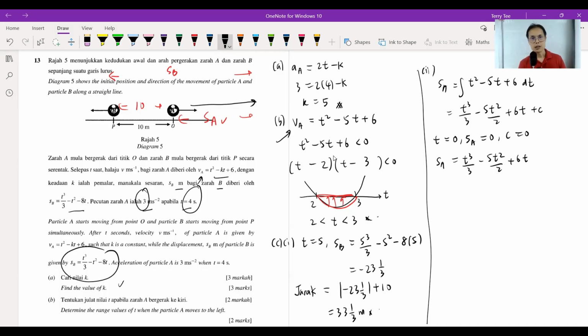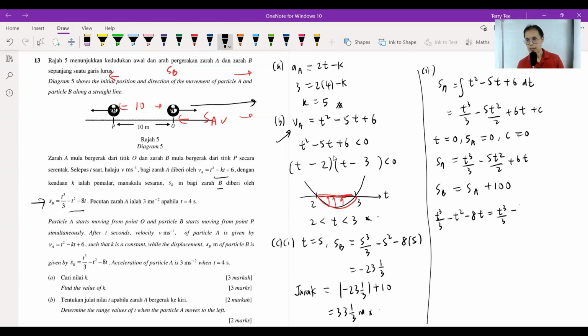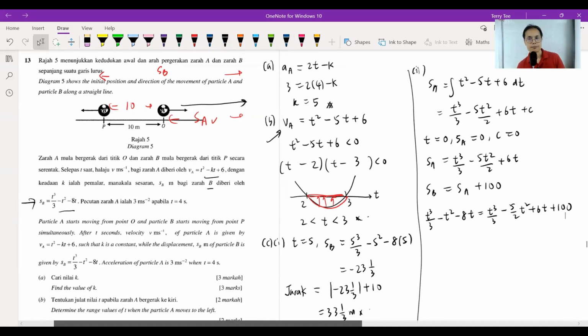Okay, remember just now I said, in order for B to overtake A, B must travel whatever A travels plus extra 10 meter. Okay, my sasaran zarah B I already have over here. Sorry, sometimes I circle too many things, a bit hard to see. Yeah, this one. So it is t power 3 over 3, t power 2 minus 8t. Okay, t power 3 over 3 minus 5 over 2 t squared plus 6t plus 10. Okay, let me move this to the right a little bit so I can see it.